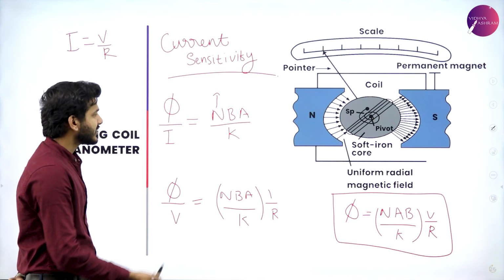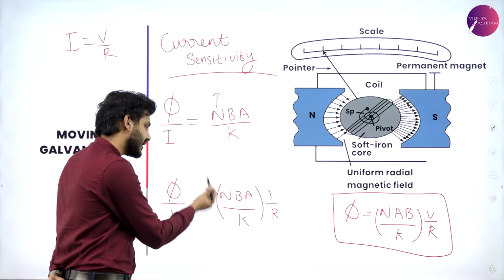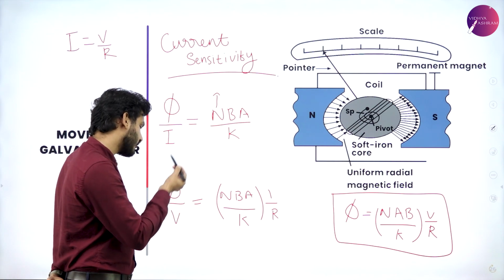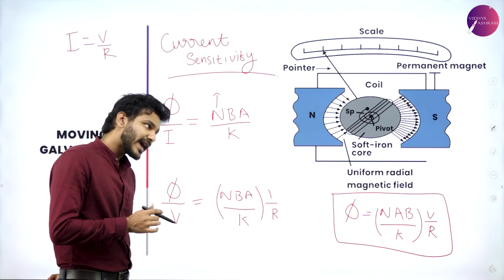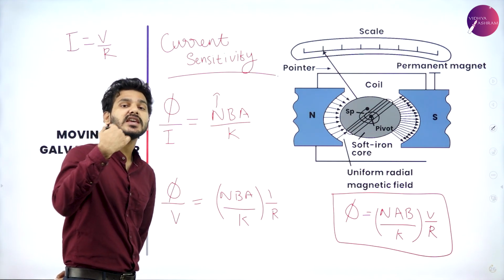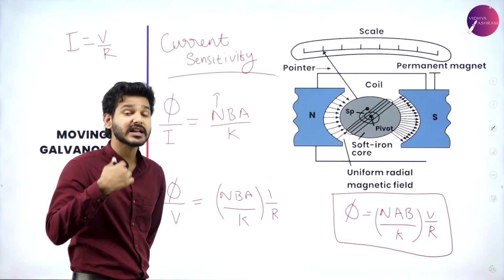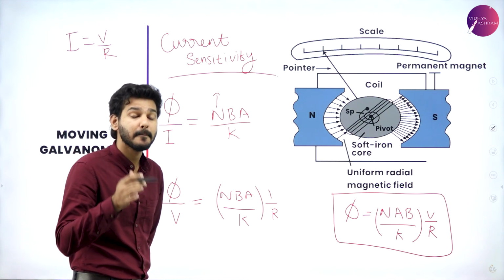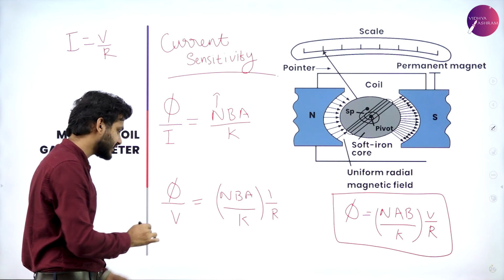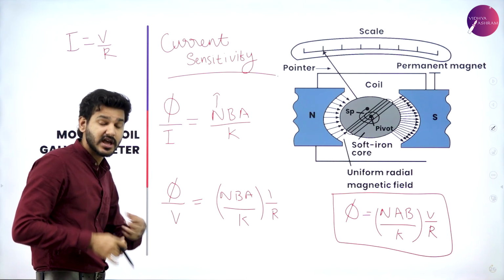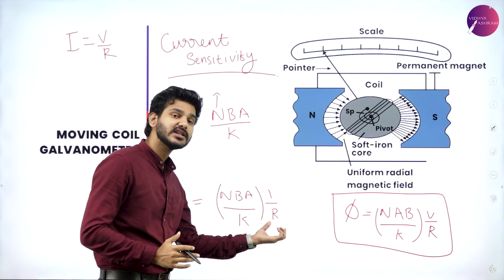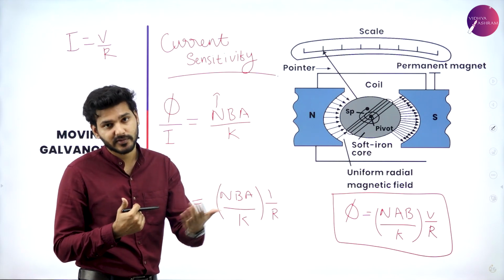But both the equations look very similar. Can't we increase the number of turns again to find out voltage sensitivity? Not exactly, because as we increase the number of turns, current sensitivity was increased. But in this particular case, if we increase the number of turns, the problem is that resistance also increases along with the number of turns.